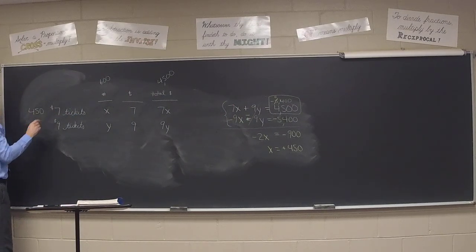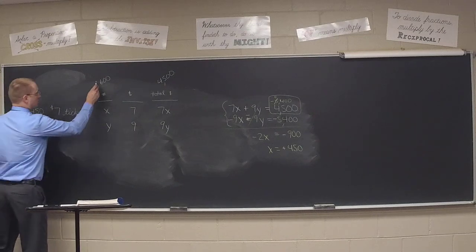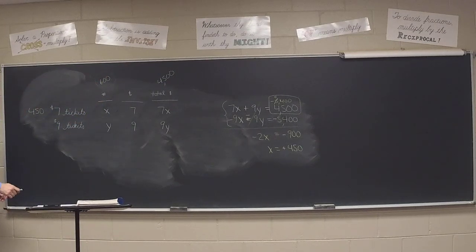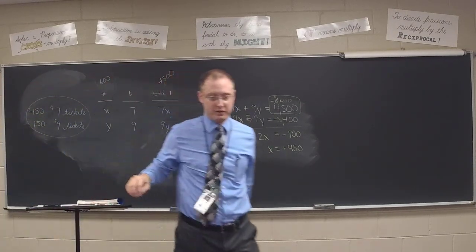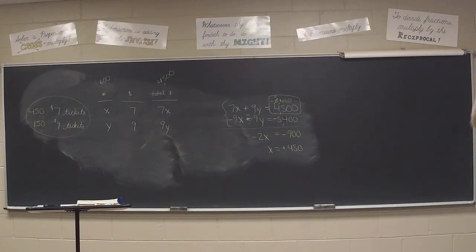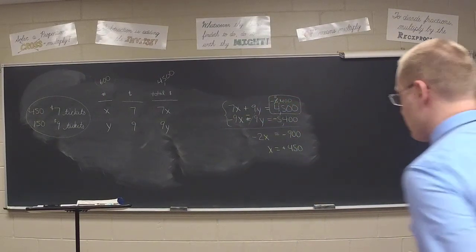So 450 seats that were up close, or maybe 450 students that came, whatever the case may be. How many $9 tickets then, remembering that there were 600 tickets total? 150 of those $9 tickets. If you wanted to check, you can multiply the $7 times the 450, the $9 times the 150, add it together and see if it adds up to the $4,500. It does. Did you get 450 and 150 for your answers? All right, great job on that.